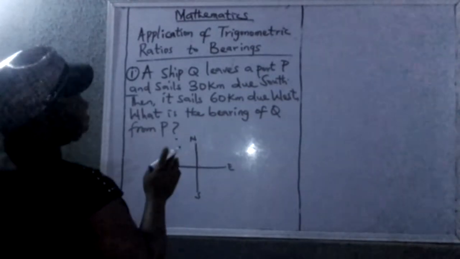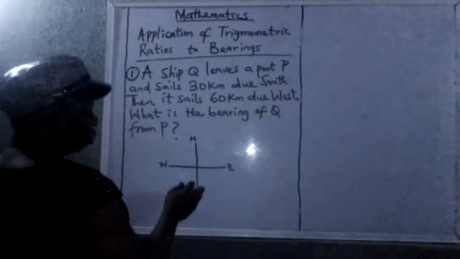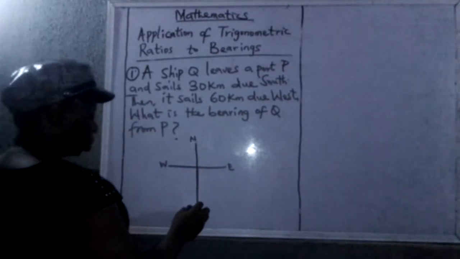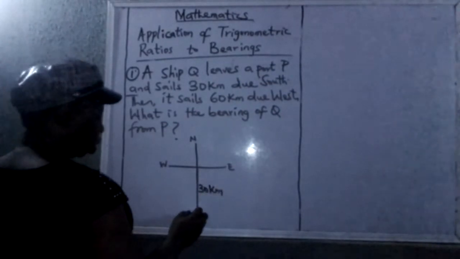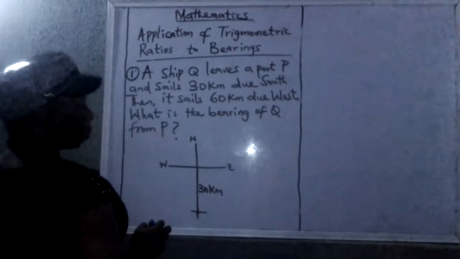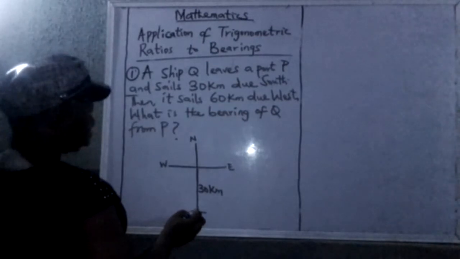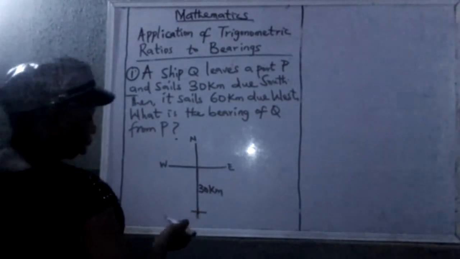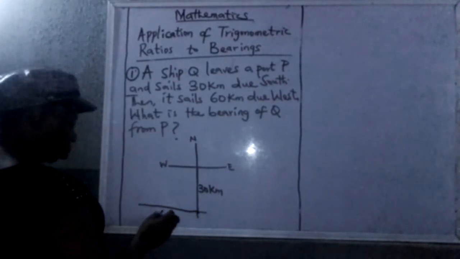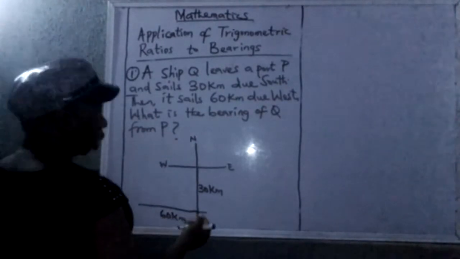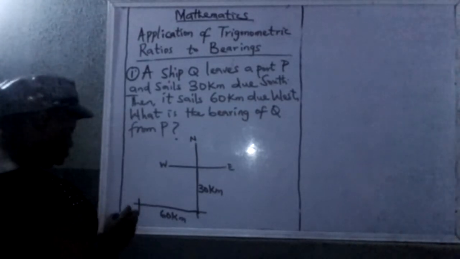A ship Q leaves a port P and sails 30 kilometers due south. That means the direction of movement is towards the south, and the distance covered is 30 kilometers. This is where the ship is now. Then from where you are right now, you continue the journey. Then it sails 60 kilometers due west. This is the western part, so this is 60 kilometers. If it is 60 kilometers due east, then it will be in this direction. So this is where we have the shape now.